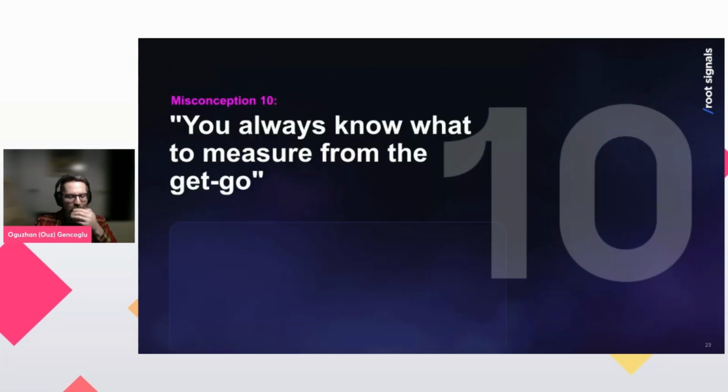For my final misconception, we hear this one quite a lot. It's the following: the misconception is that you always know what to measure from the get-go. When you build an LLM application, a chatbot, a summarizer, a metadata extractor, a translator, or some agentic system calling a bunch of things, from the get-go you know what to measure, so you can write a prompt to an LLM, turn it into an LLM as a judge, and you are good to go.